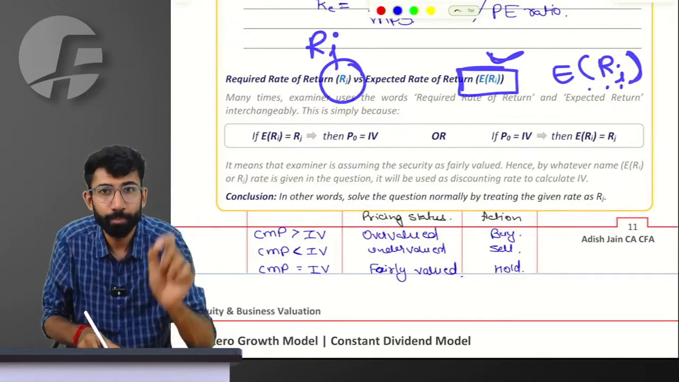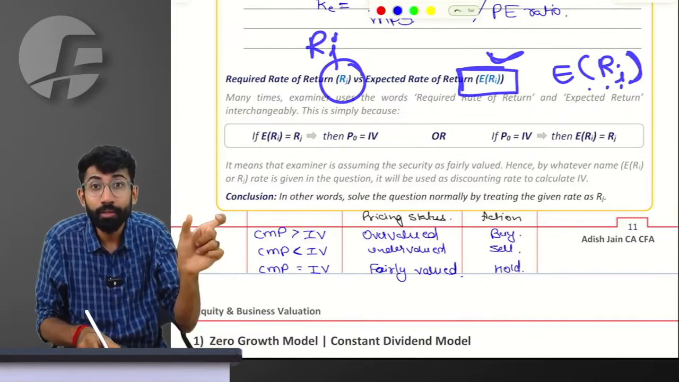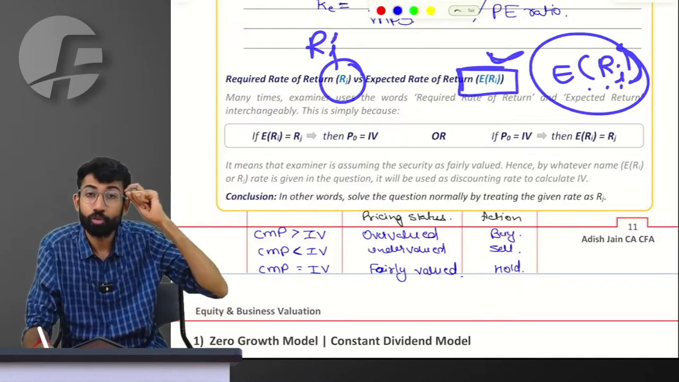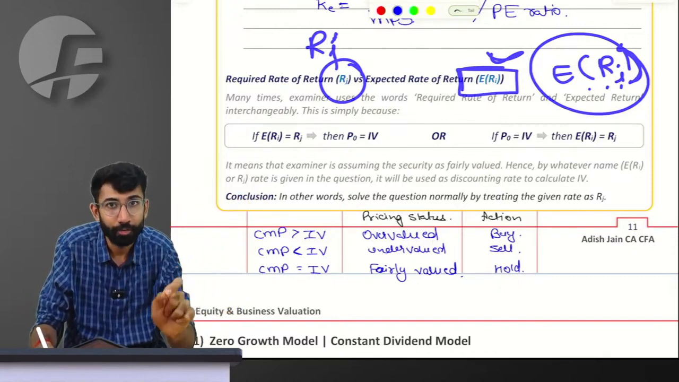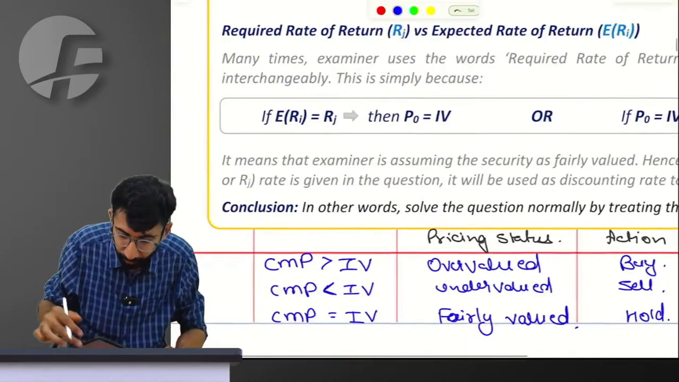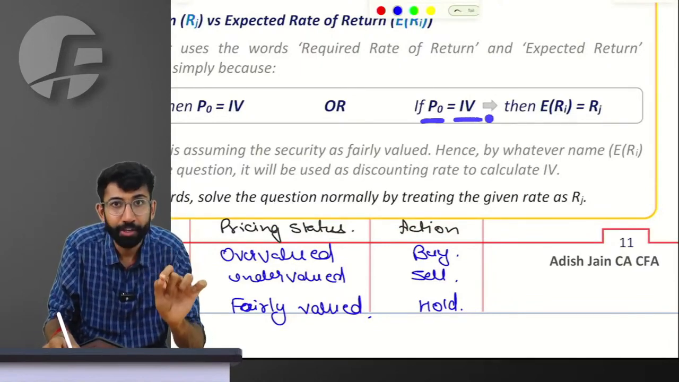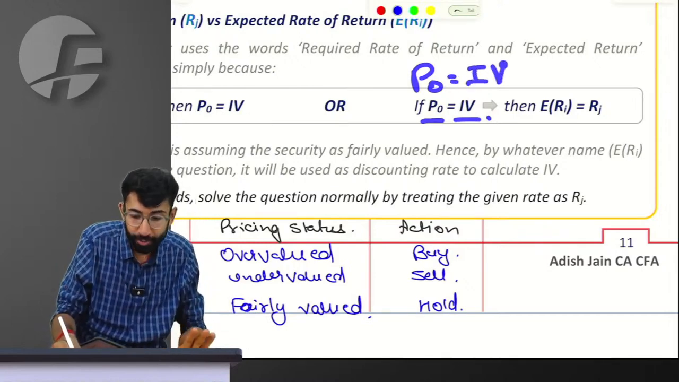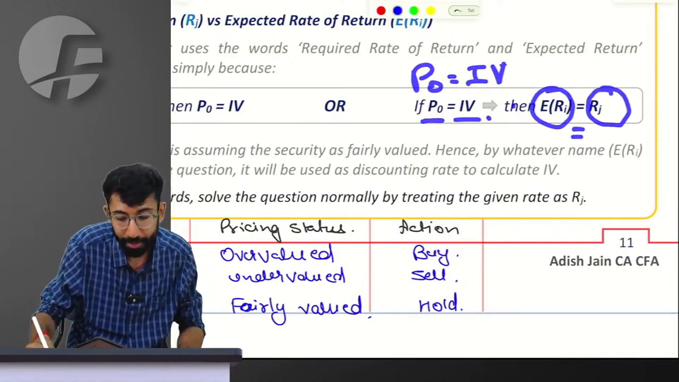Although these two things are completely different, as we have learnt in the basics of AFM. Required is how much I need to earn based on the risk taken. Expected is how much I think I will be able to earn based on my estimate of price and dividend. These two are different. However, the logic I'm not explaining directly. The conclusion I want to share is that if my share is fairly valued, which means if my P0 is equal to IV0, then expected rate of return and required rate of return are the same.